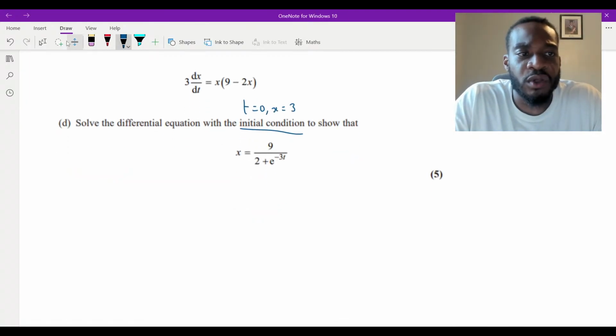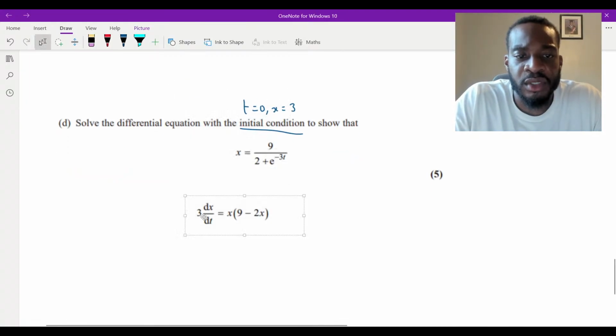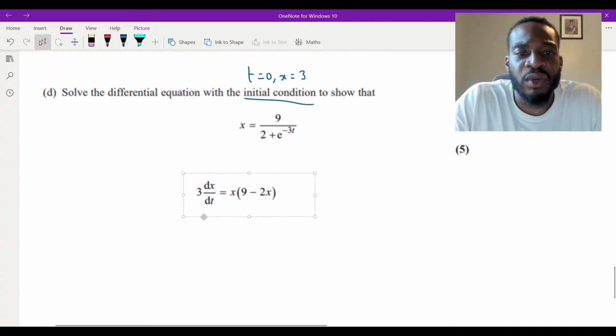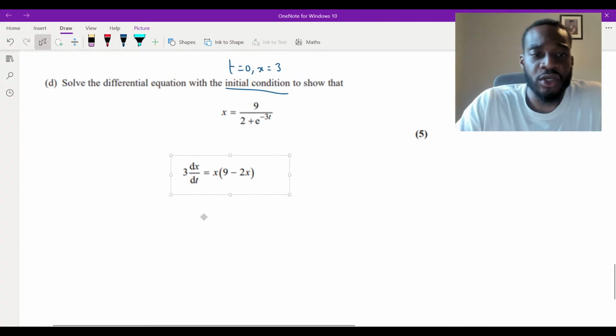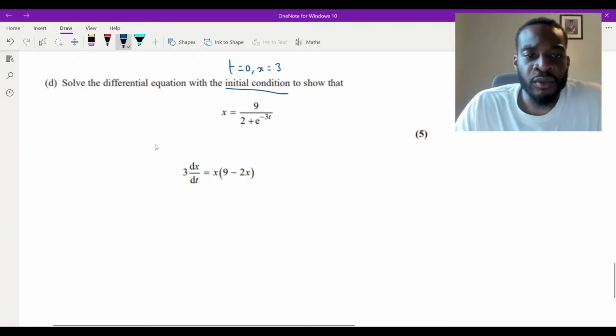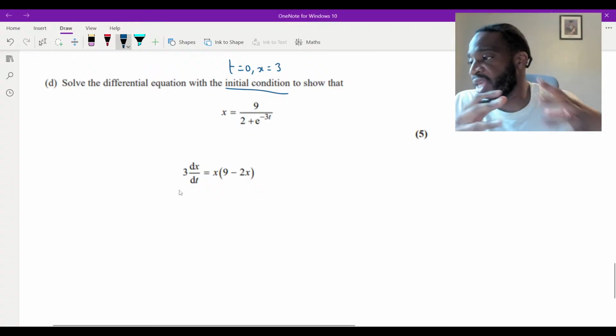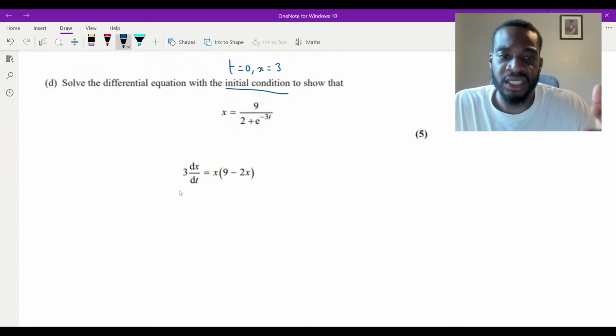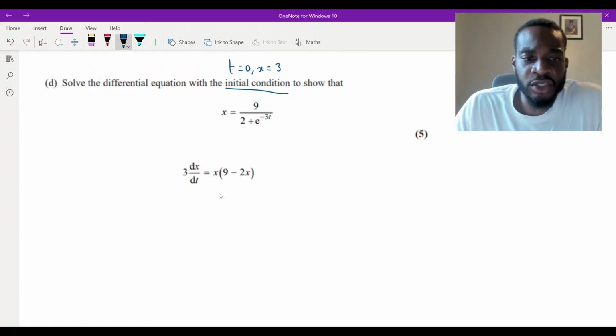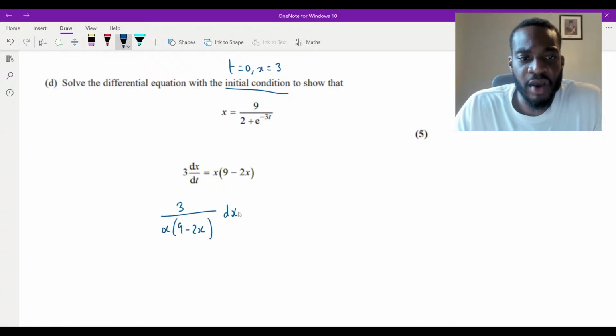So we need to solve this, and we do that by obviously separating the variables, don't we? So I'm going to do that, and at least we have what we need to get to, which is good. So separating the variables, remember the x's go with the x's, and the dt's go with the t's, but there's no t here, so you can just leave it as a constant. So I'm going to keep the 3 on that side. So it's going to be 3 over x, sorry, 9 minus 2x dx, right, is going to equal dt, like that, right? And I can put integral signs.